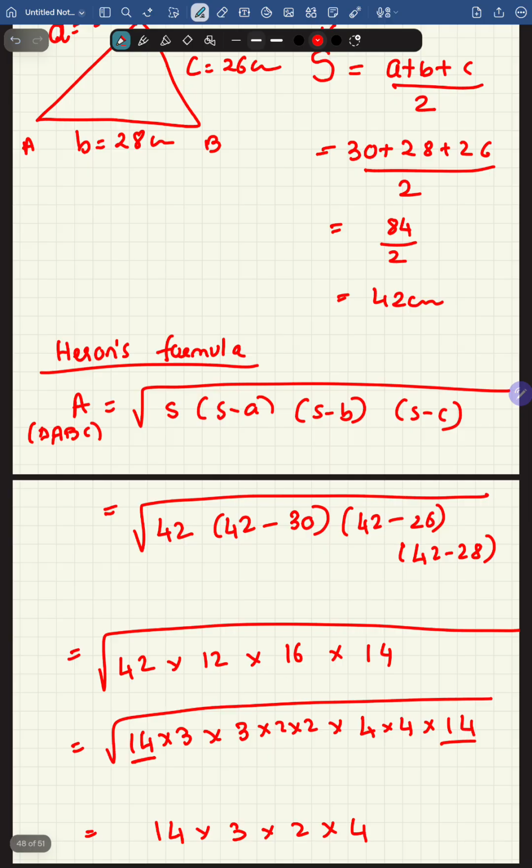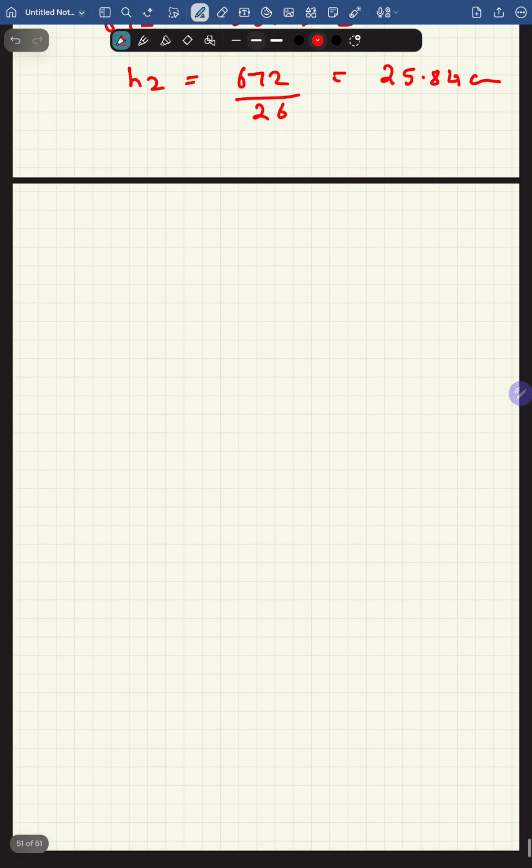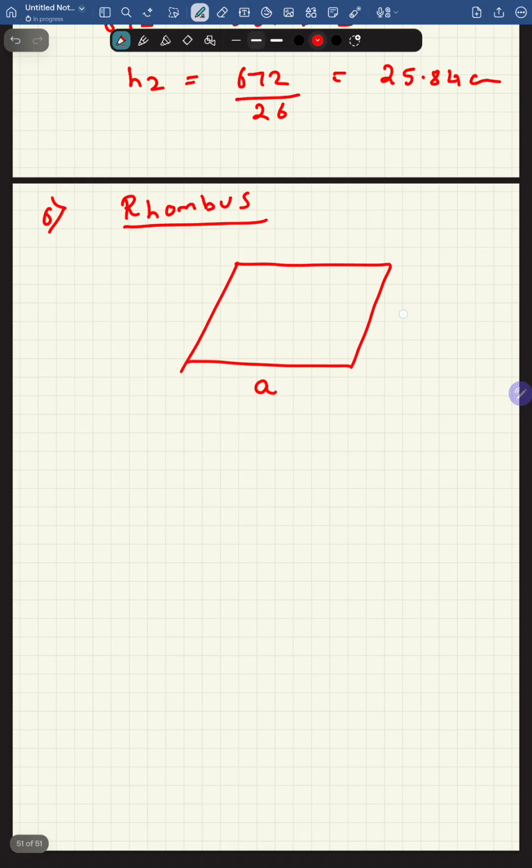Heron's formula is the square root of s(s minus a)(s minus b)(s minus c), where s stands for semiperimeter. But now the rhombus comes into the picture. In a rhombus, all sides are equal.